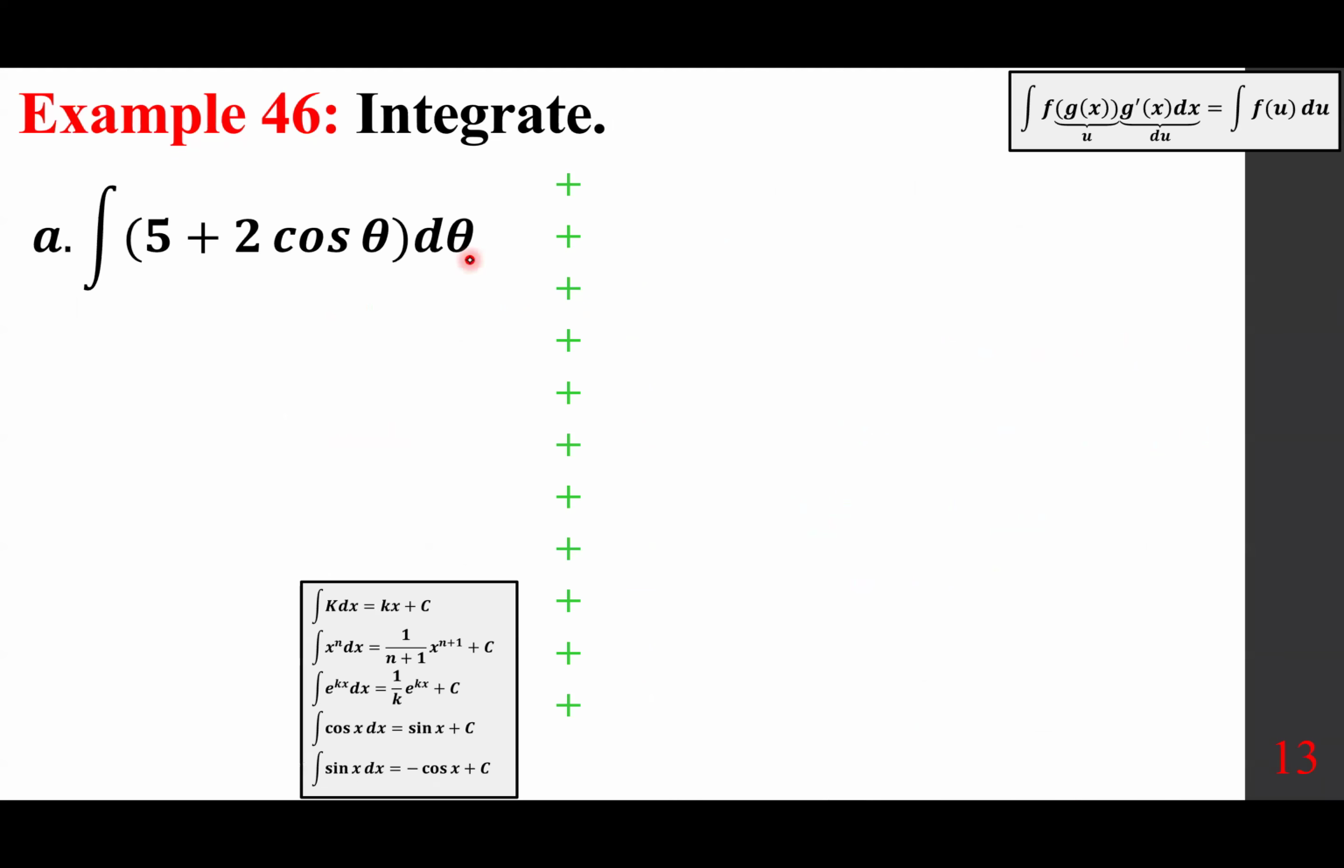What about this one? First, I want you to notice the independent variable is theta. So 5 gives you 5 theta, 2 cosine theta, 2 sine theta, and a constant.